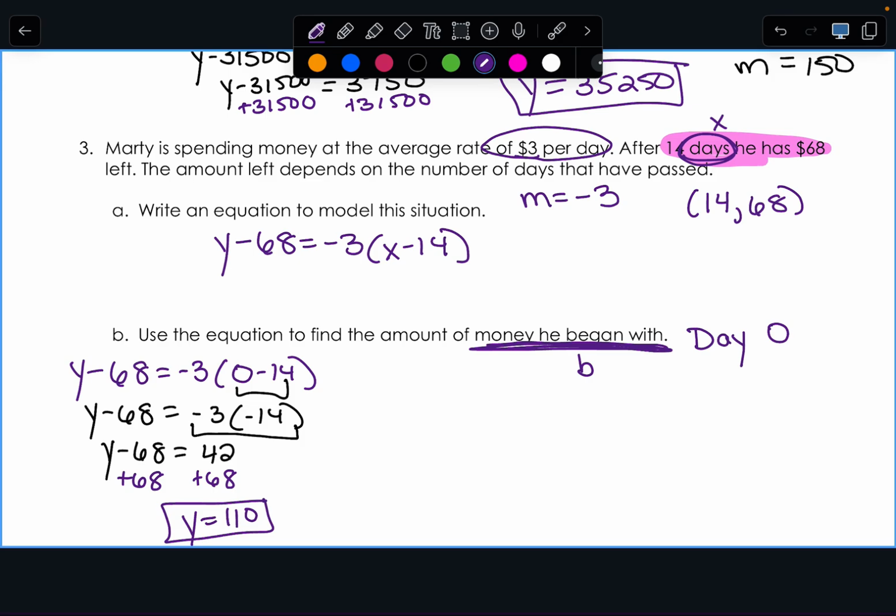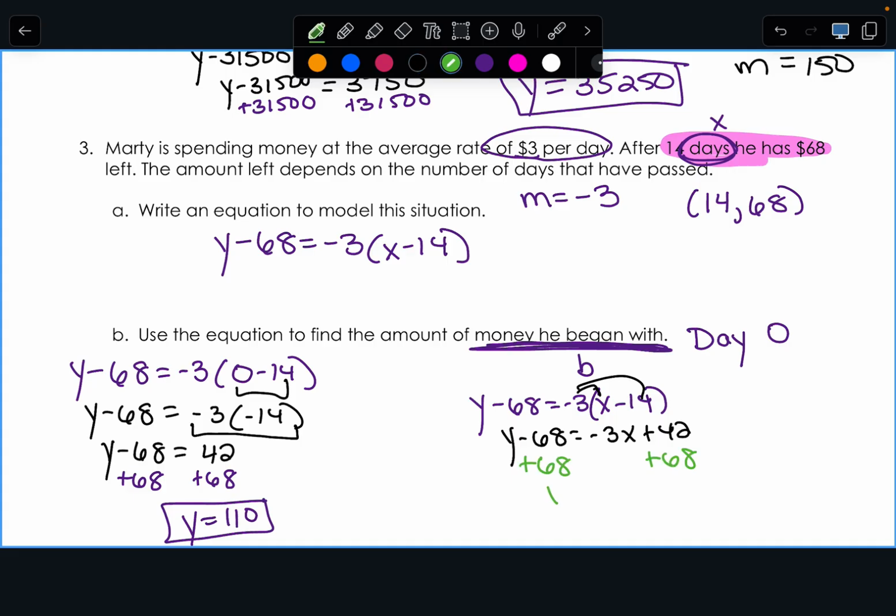Now, if I converted it instead, I took the equation from part A and I converted it because it's our starting amount of money, it's our y-intercept. Okay, distributed it in, added 68, starting amount, same as our answer right there.